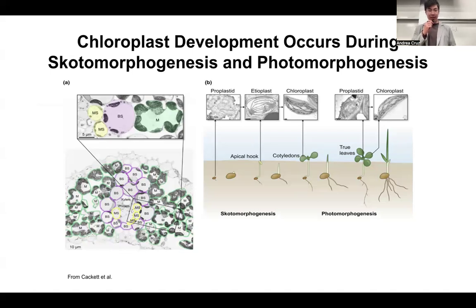Okay, so here we have a simple visual representation of plastid development. As you can see in this figure, when the plant is underground, it's obviously in the dark, so the plastid will develop into an etioplast. However, once the plant reaches sunlight, the plastid will differentiate into a chloroplast, which we all know is important for photosynthesis.